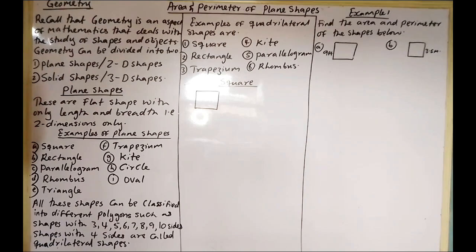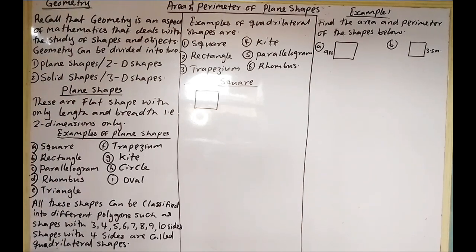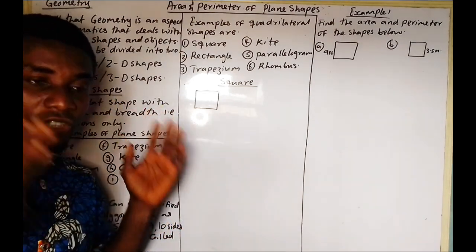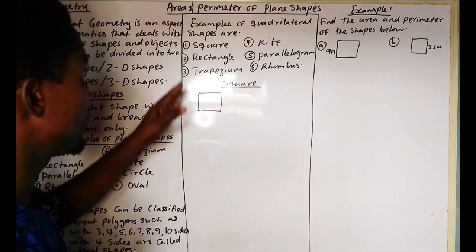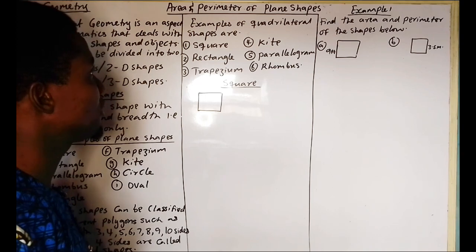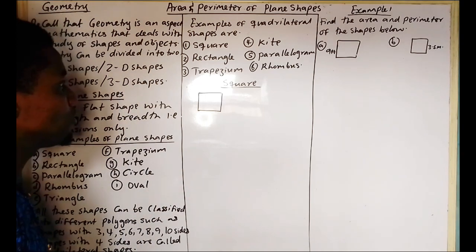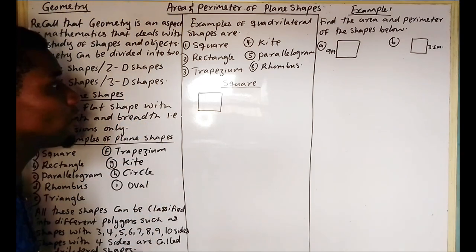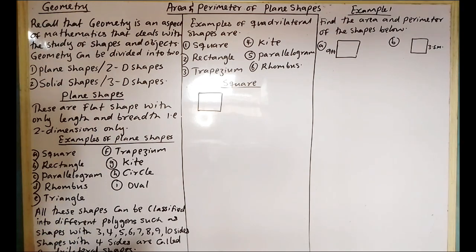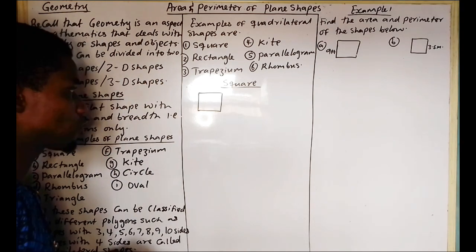Now we have examples of plane shape. We have square, rectangle, parallelogram, rhombus, triangle, trapezium, kite, circle, oval. All these shapes are classified as plane shapes. So, examples of quadrilateral shapes are square, rectangle, trapezium, kite, parallelogram, and rhombus. But today we're going to start with square.